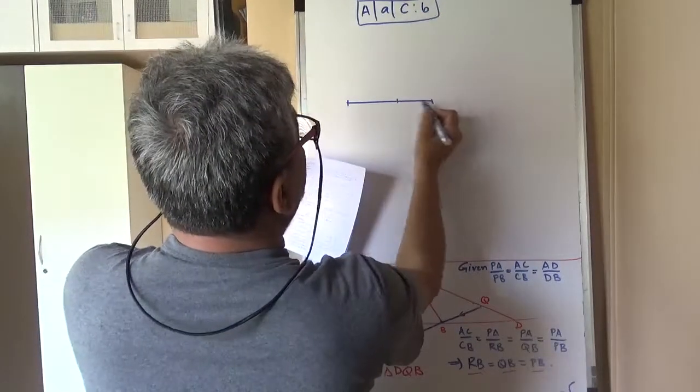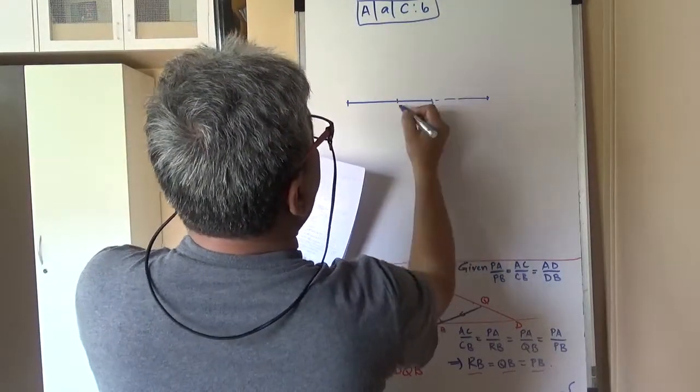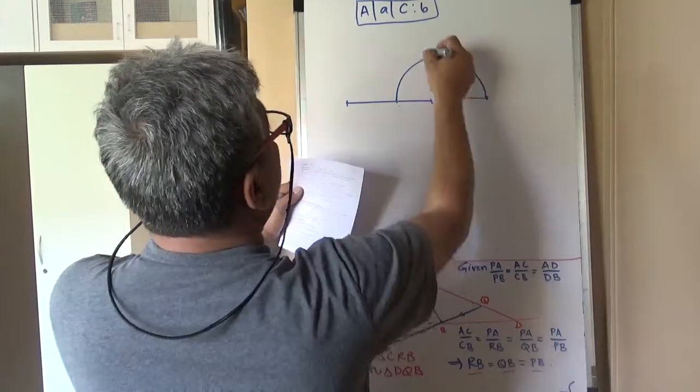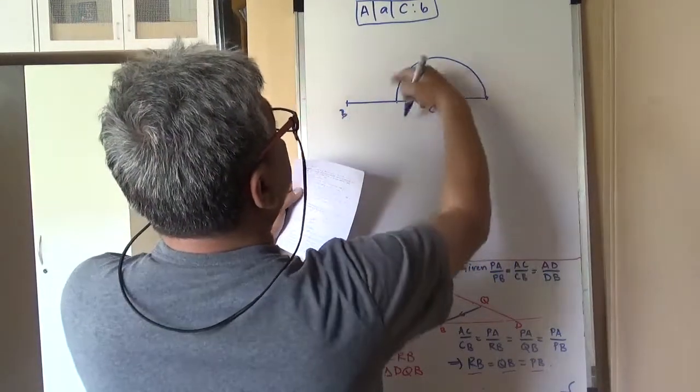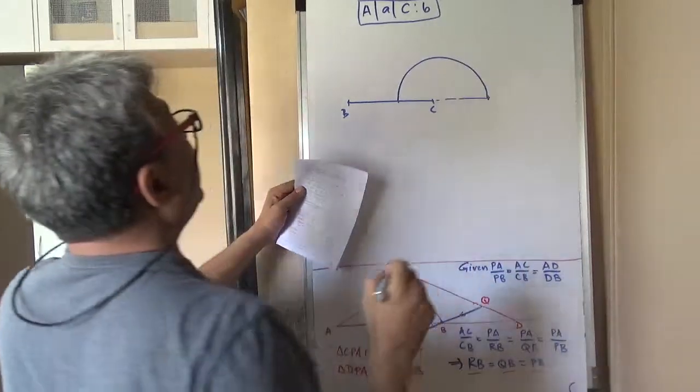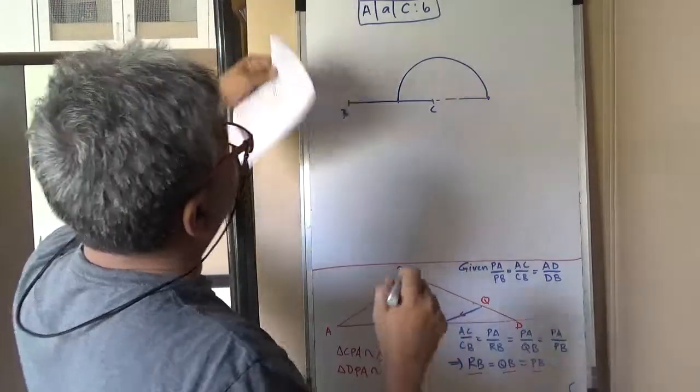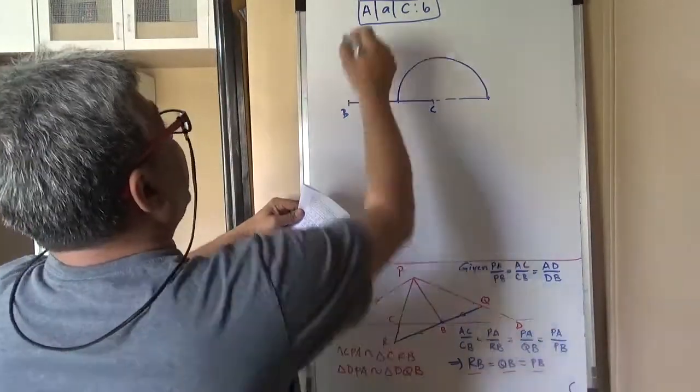We divide this in the ratio CS to B. We draw a semicircle. This is the first locus of A. This is B and C. This is the first locus of A. And now we want the inscribed angle to be capital A.